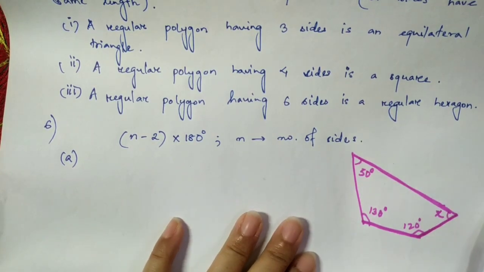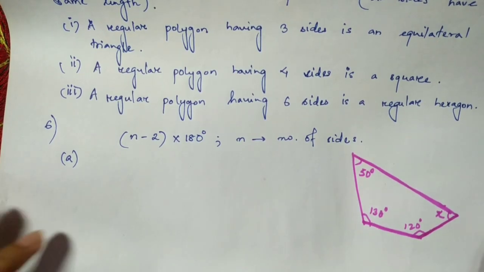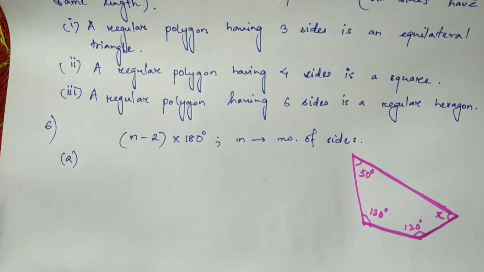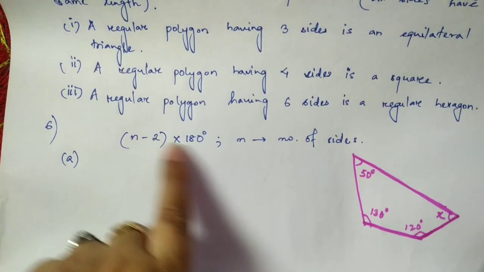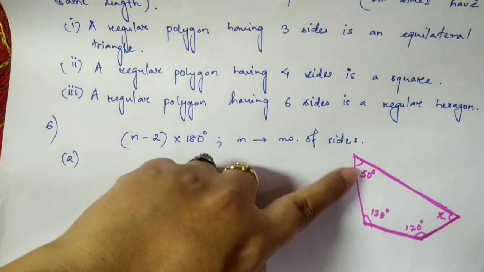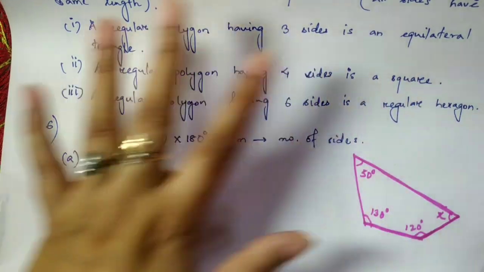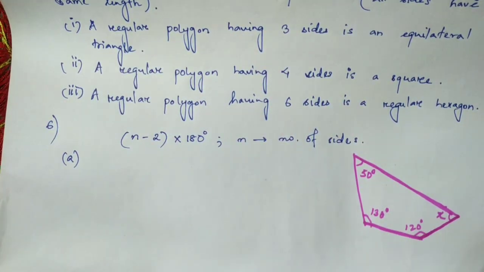Now what we do here, if you see, the given figure is what? It is a quadrilateral, and it has how many sides? 4 sides. So why I need this formula is, if I have the sum of all the angles of a quadrilateral, means this plus this plus this plus x is equal to something, then I can form an equation and I can find out the value of x.